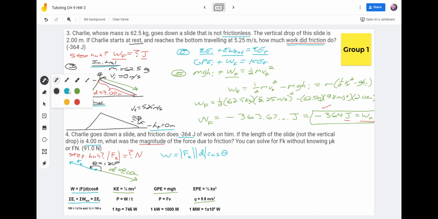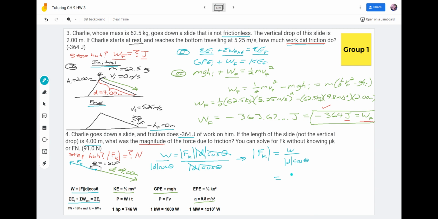So where were we? We had this formula. We're trying to solve for F sub k. So to get F sub k by itself, we're going to divide both sides by the magnitude of d times cosine of theta. Magnitude of d cancels on the right. Cosine of theta cancels on the right. And what we're going to end up with, and I'm switching left and right here, the magnitude of the force due to friction, the magnitude of F sub k, is equal to the work that is done divided by the magnitude of the displacement times cosine of theta. All right, so we've done everything. We've just got to put in the numbers now.